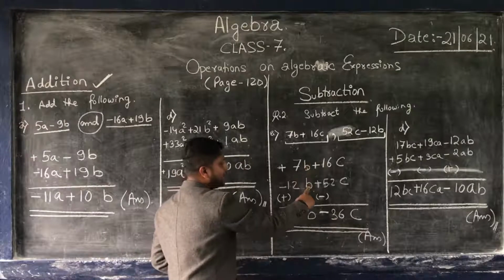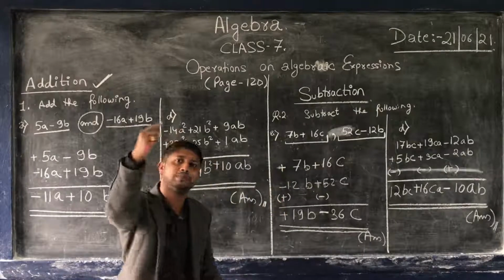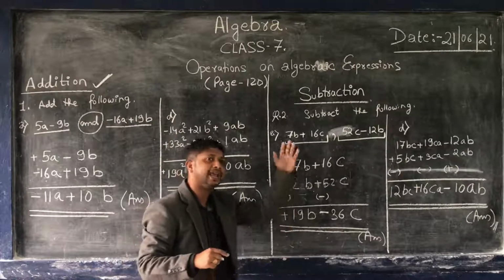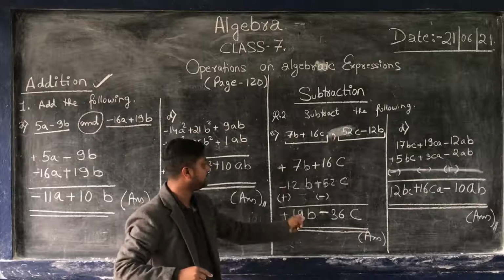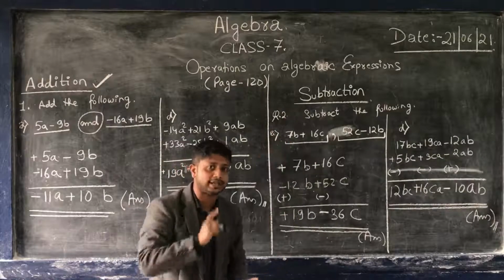Then B and B is B. This is plus, this is also plus. So when both are plus plus, I will just put plus and add it. So 12 plus 7 is 19. This is the solution of question number 2A of subtraction.